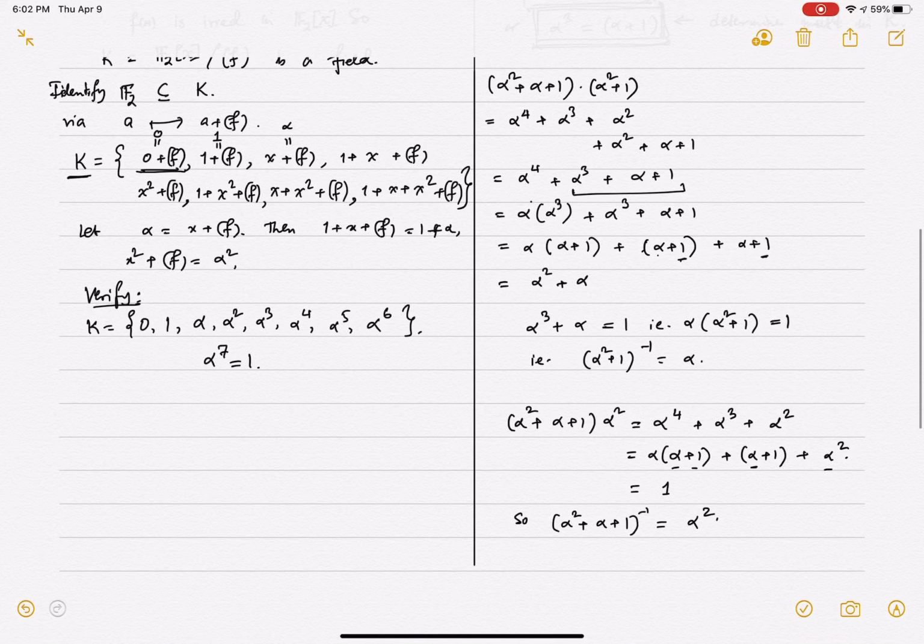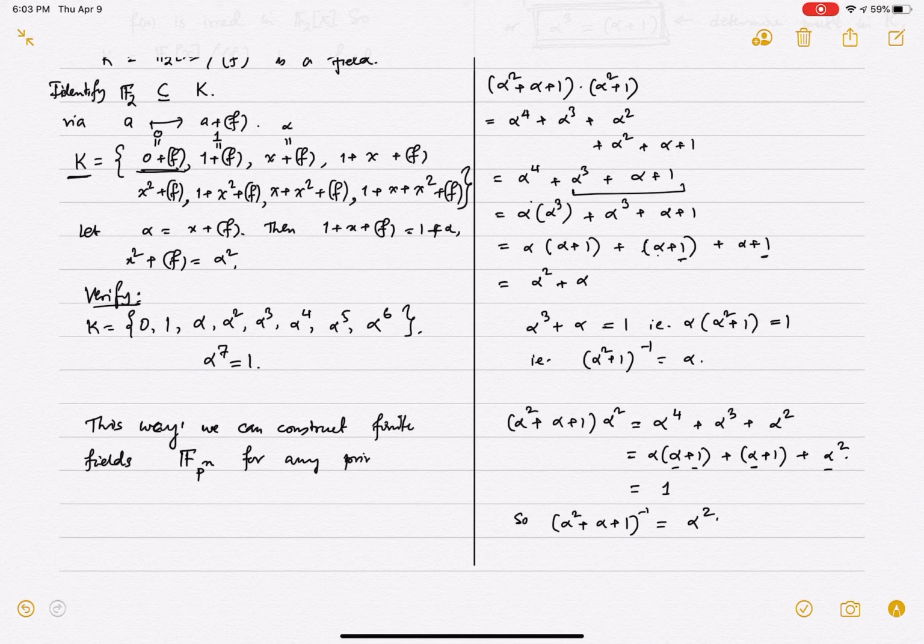And this is how a finite field typically looks. So there's a general theorem here, which this indicates, that for every prime p, there is a unique finite field of order p to the n, for any n. So this way, we can construct finite fields F p to the n for any prime p and any natural number n.